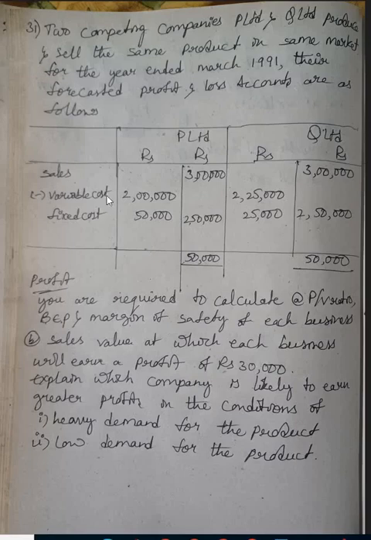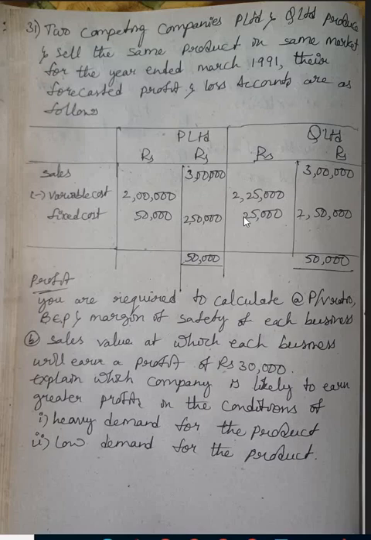Here you can see sales of P is 3 lakh and of Q is 3 lakh. Both have the same sales. Variable cost in P is 2 lakh and in Q is 2,25,000. Fixed cost is 50,000 in P Limited and 25,000 in Q Limited.